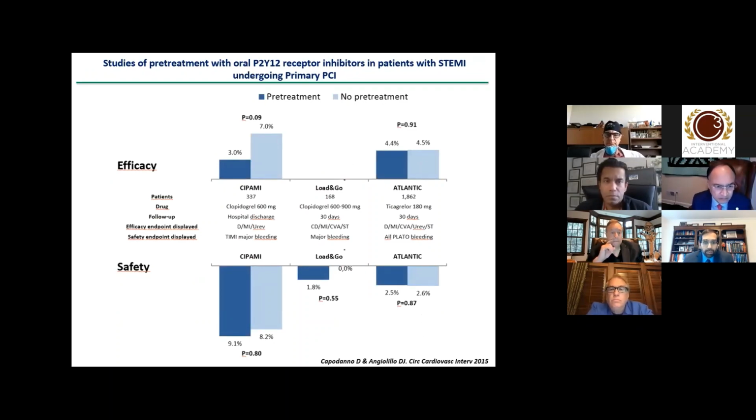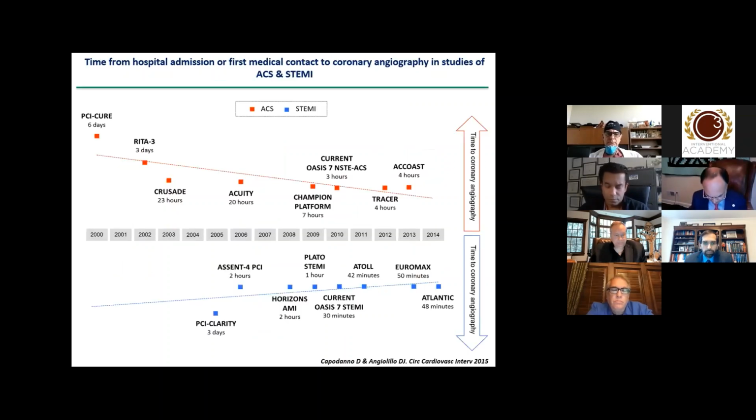What about STEMI? Well, likewise, same story where there's no benefit from pretreatment. Here, there isn't really a safety signal because essentially everybody's going to be getting their ADP receptor antagonist if they've come in with a STEMI. It's just really more a matter of when, but no efficacy from getting it on board a little bit earlier versus later. So this whole concept of oral pretreatment, even under the best of circumstances, is suspect.